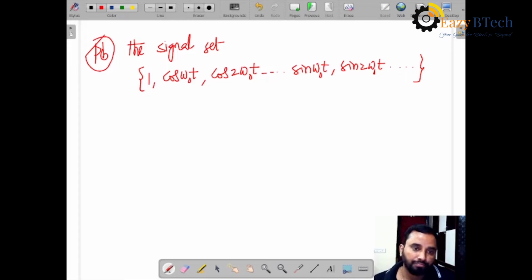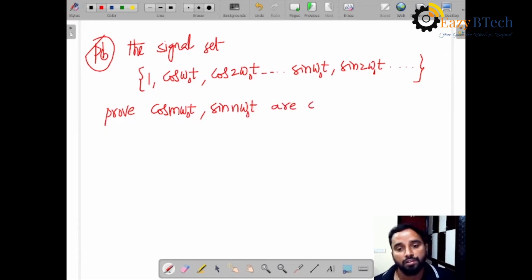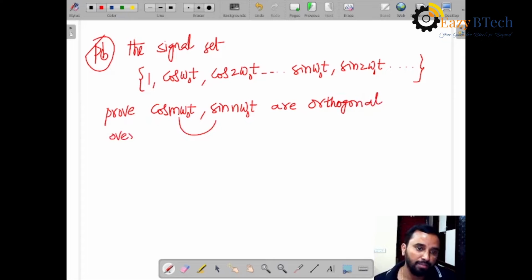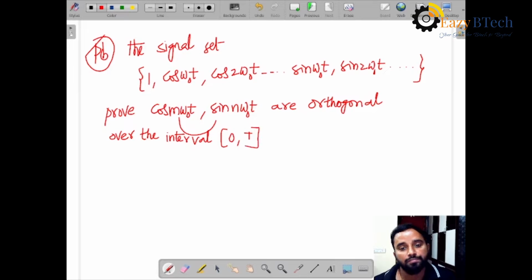Now we have to go for orthogonality. So prove or show that cos m omega naught t, sin n omega naught t are orthogonal over the time interval 0 to T or t naught.